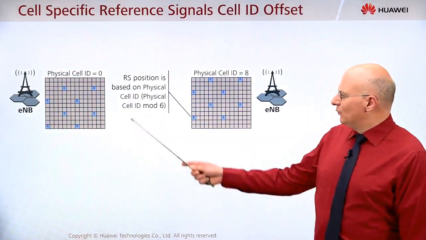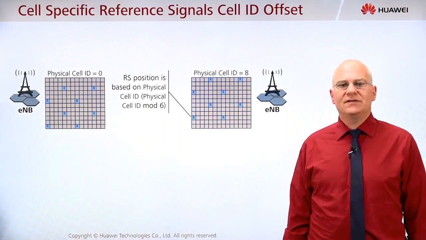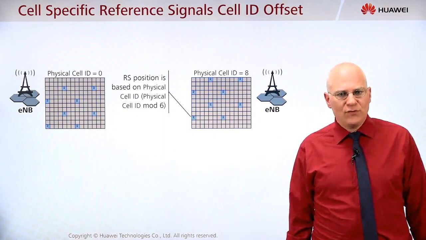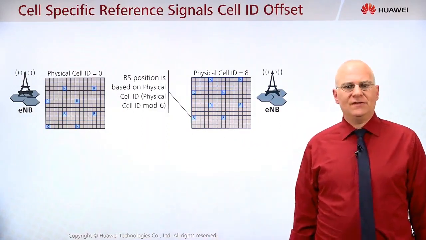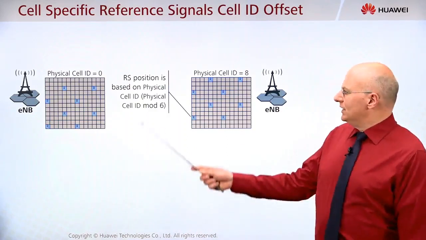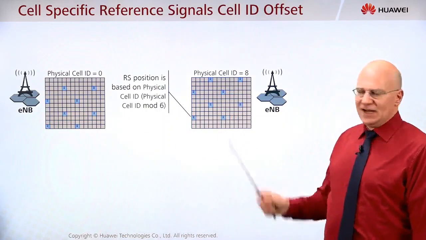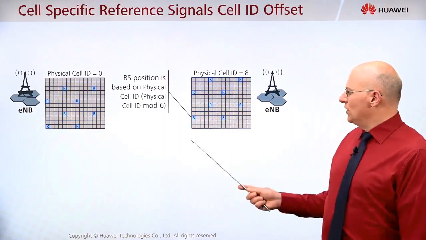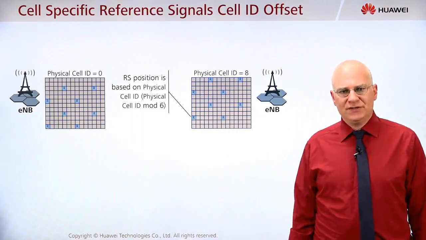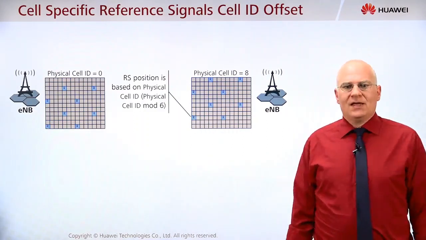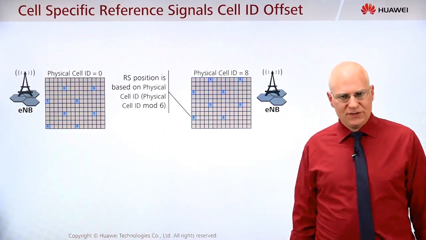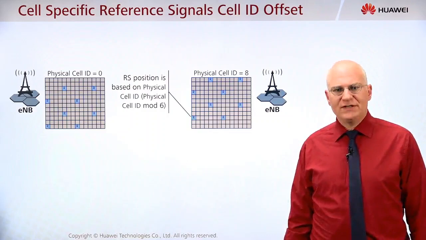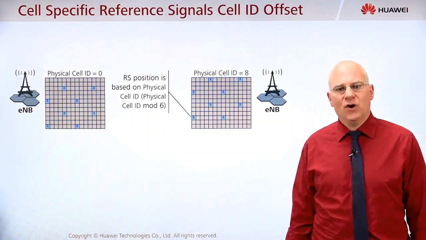So one important fact about the reference signal is the dependency on the physical cell ID. So if the physical cell ID is 0, for example, the first reference signal starts in the first subcarrier. So if we have a physical cell ID of 8, then the modulo 6 value of 8 is 2. This means our reference signal is shifted by 2 subcarriers. With this frequency offset, we can make sure that the reference signals of 2 neighboring sectors are not overlapping.